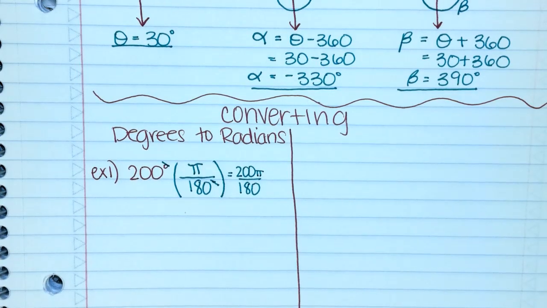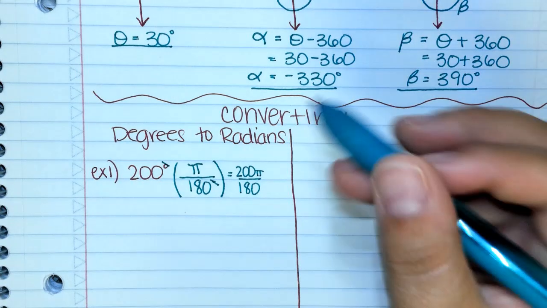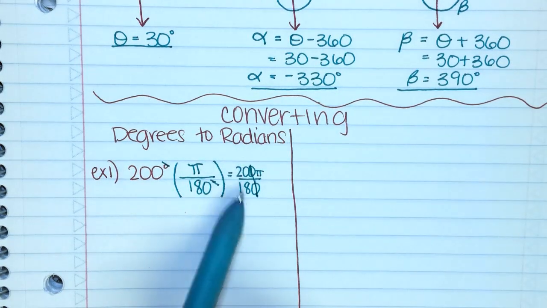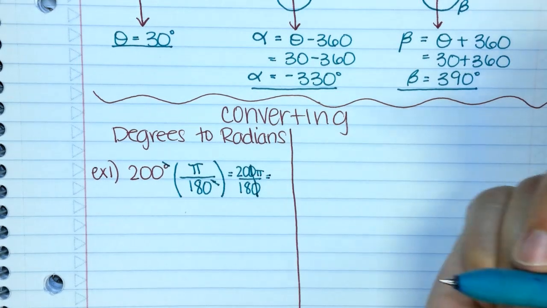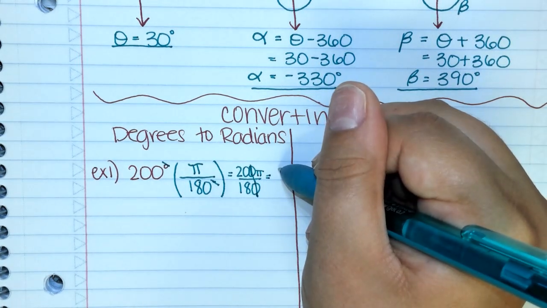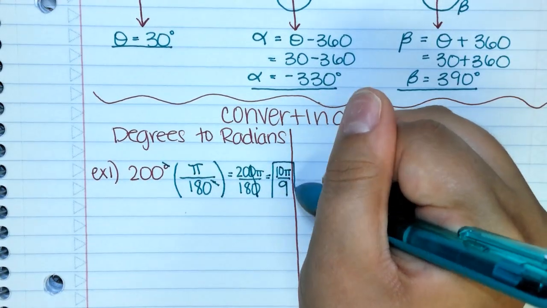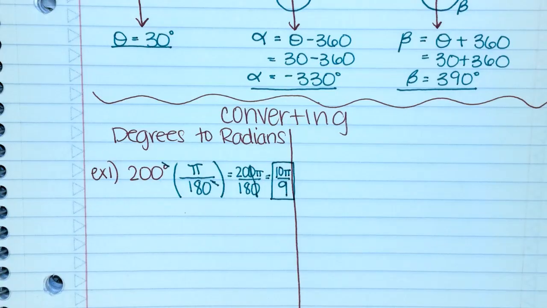Now, is that my answer? No. What can I do? I can simplify. I can reduce. Do y'all agree these zeros cancel out? Yeah. And does that reduce 20 and 18? What can I divide those by? So what will that give me? 10 pi over 9. Are we okay with that?